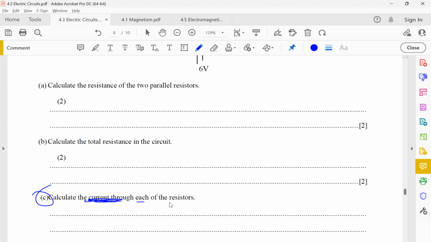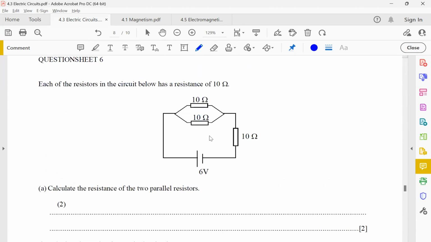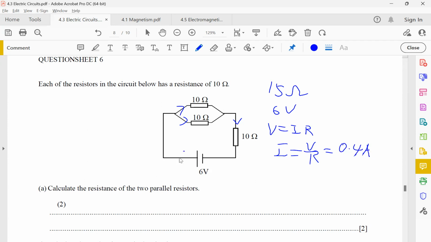So you're asked to find the current in each resistor, right? So in order to find the current in each resistor, I need to know these 3 things, right? But I don't even know how much is the current being supplied to the circuit first. So I know that the total resistance is 15 ohm, right? And I can find the total current because I have the total voltage of 6 volts. So using Ohm's law, V equals IR, I would be equal to V over R, right? Which would give me 0.4 amperes, right? So this 0.4 amperes flows here first, right?